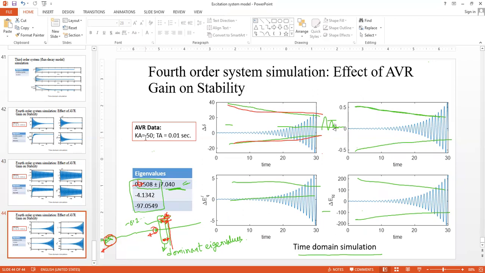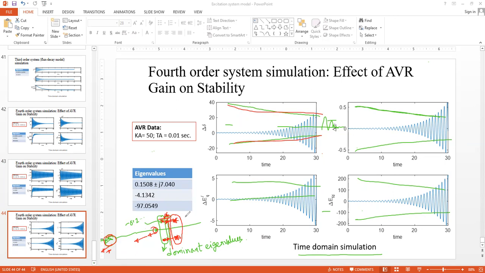Now K is 50. So you see that, okay. Let's take these two first. So this was 98, so probably it has shifted a little bit to 97, minus 97. This was -2. It is now -4. So it has now shifted a little bit more. But this one has now shifted to the right. And this is the problem.